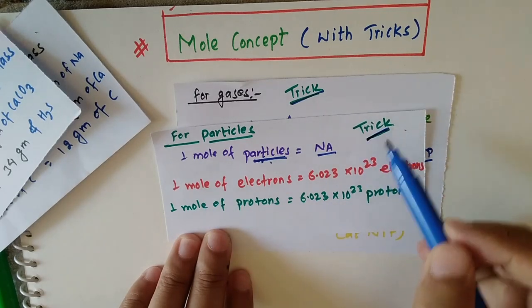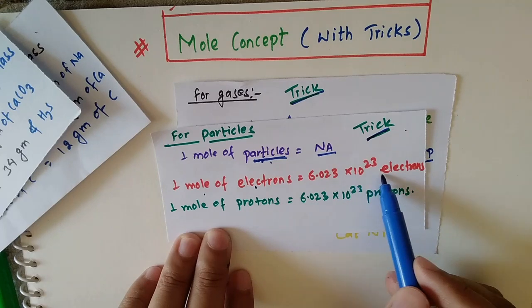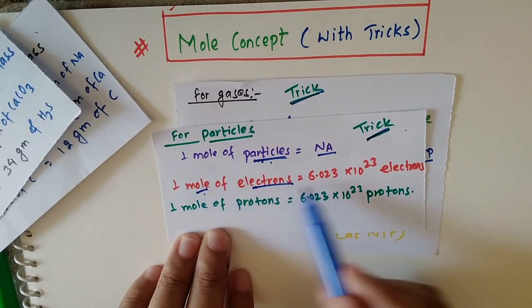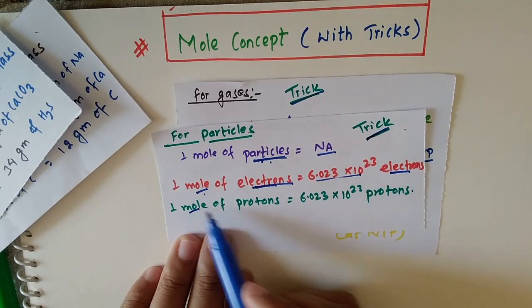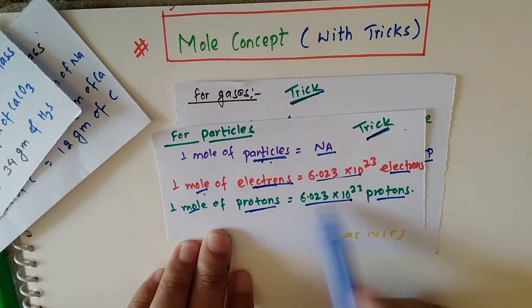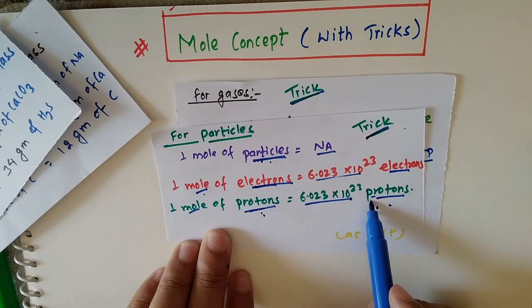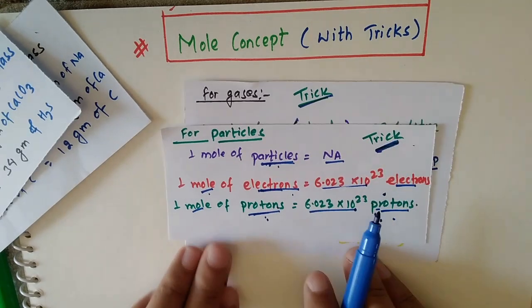This is the trick. You can take every particle. So 1 mole of electrons equals 6.023 into 10 to the power 23 electrons. For electrons, 1 mole means this number, Avogadro's number, and the same for protons, atoms, molecules, ions. So this is the trick.